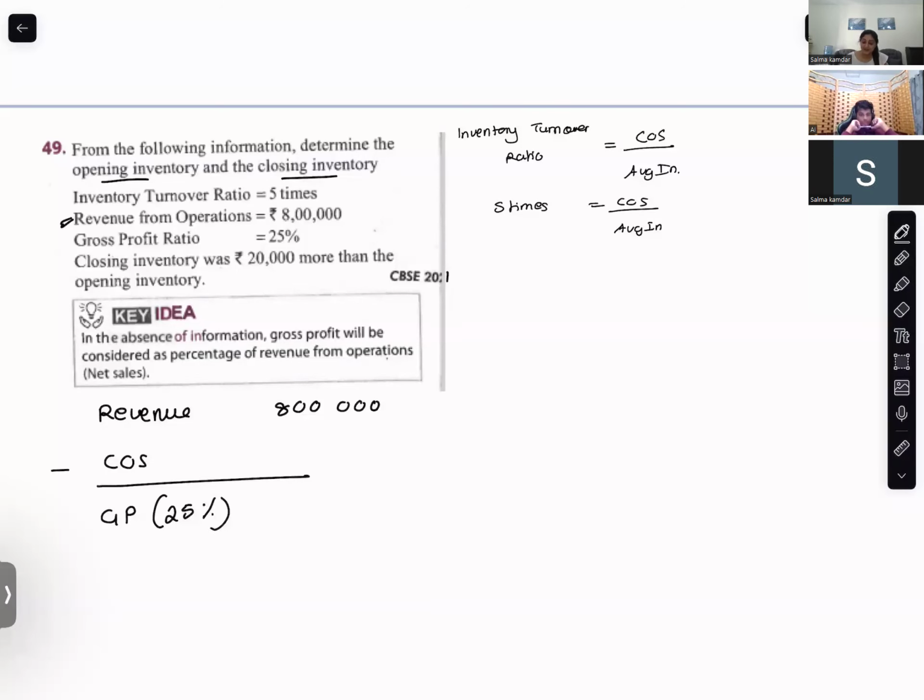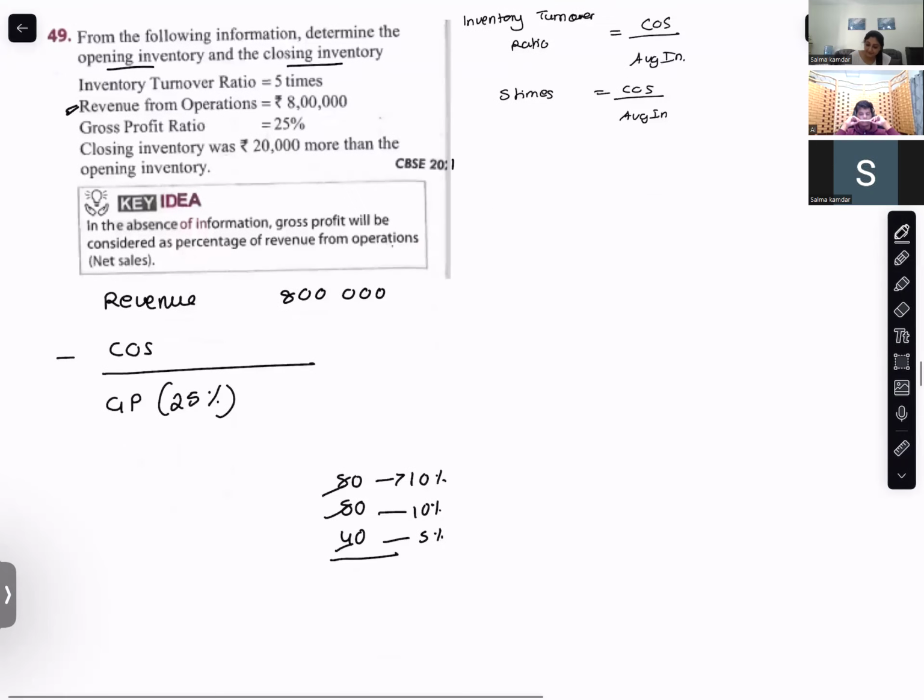25 percentage. 25% of 800,000: 10% is 80,000, and 5% is half of 80, which is 40,000. So 80, 80, 160, and 40 makes 2 lakh. Okay, so gross profit is 2 lakh. Gross profit is 25%. So can you tell me the cost of sales? 6 lakh. Cost of sales is 6 lakh.